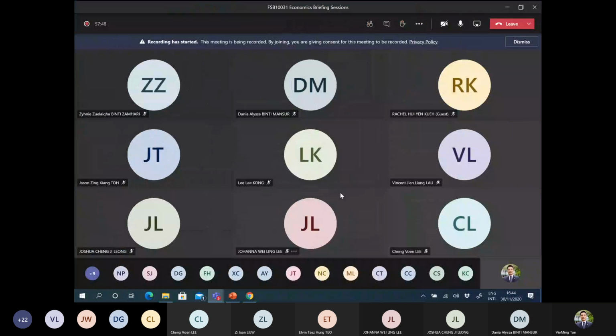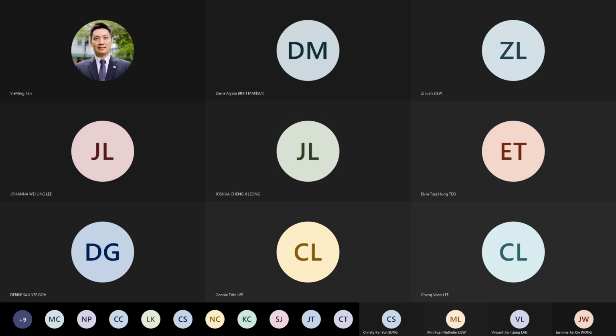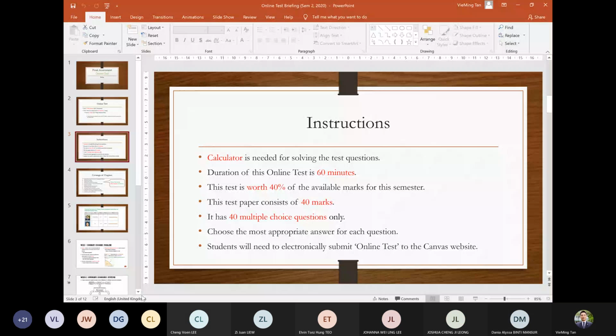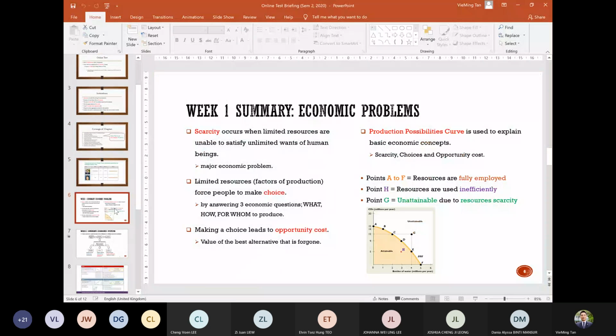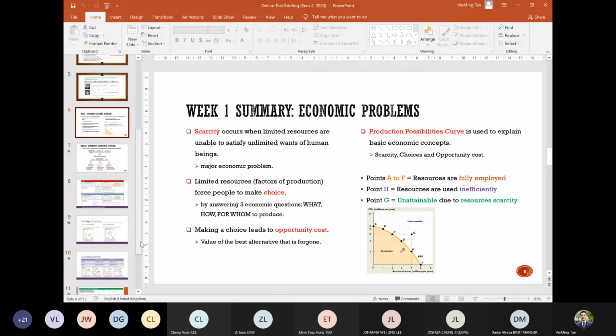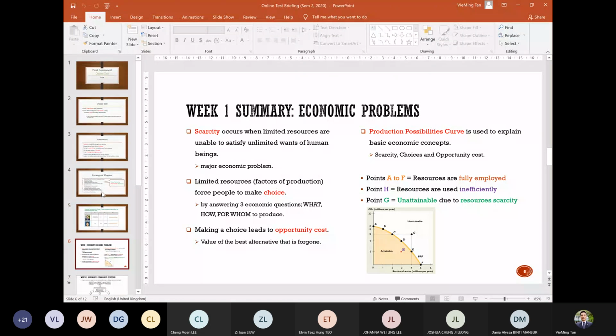Next slide will be what chapters will be covered. For this online test, you have to study all of the chapters. We'll cover from chapter 1 until the last chapter, which is about monetary policy. All of the chapters will be covered for this online test. So you need to revise all of the chapters, especially the chapters that you might have already forgotten. One way for you to do revision is to refer to the summary PowerPoint slides for each chapter. And these are the important information that you need to know.